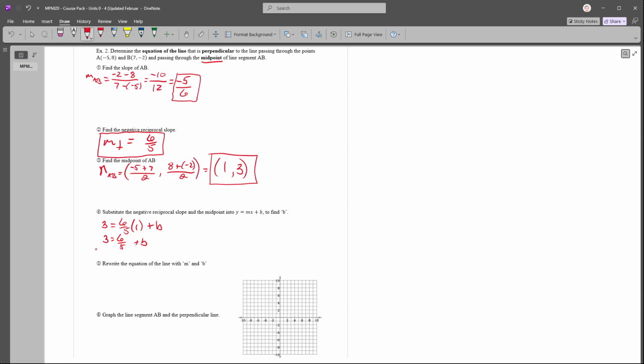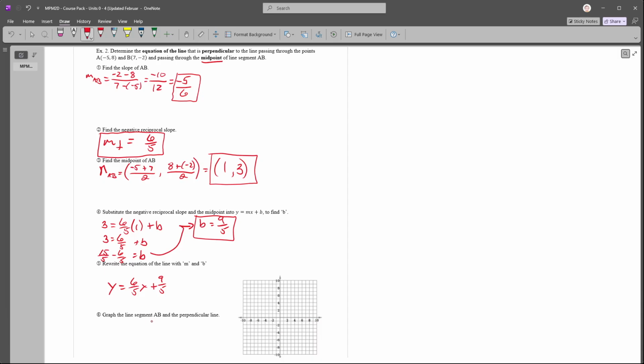Now we got to bring that 6 over 5 over to the other side, and we know that we're going to be subtracting because this is positive, and since this 3 doesn't have a common denominator, we got to get it to be a common denominator, which is 5. So we have to multiply the 3 by 5. So we're going to end up with 15 over 5 minus 6 over 5 equals b. That means b is equal to 15 minus 6, which is 9 over 5. Great. So now we have all the information we need to rewrite the equation, so we can rewrite it as y is equal to the slope, which is 6 over 5, x plus b, which is 9 over 5. So we have the whole equation.